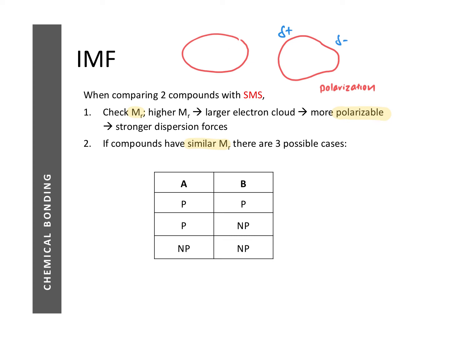Now, if the two substances that you compare have similar relative molecular masses, then you will encounter three possible scenarios. Assuming that we are comparing molecule A and molecule B, they both have similar relative molecular masses. One is where A is polar and B is also polar. Scenario 2, one is polar and the other one is non-polar. And scenario 3, where both substances are non-polar. We'll go on then to look at each scenario, how we determine which substance would have stronger intermolecular forces.